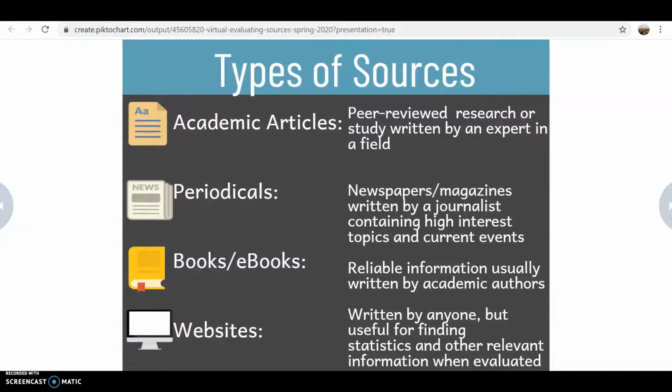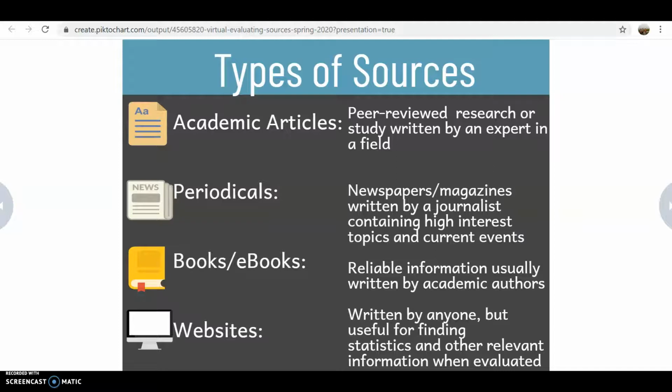So these are the types of sources you're probably going to encounter. And I'm going to go into each of these in detail, and we're going to look at an example very quickly and think about the criteria that I've mentioned. And not every single element of the criteria matters for each one.